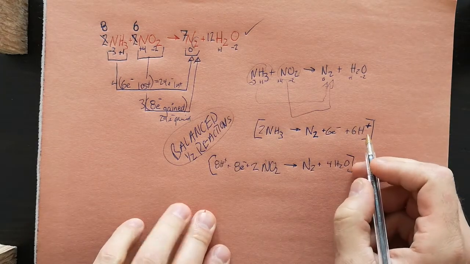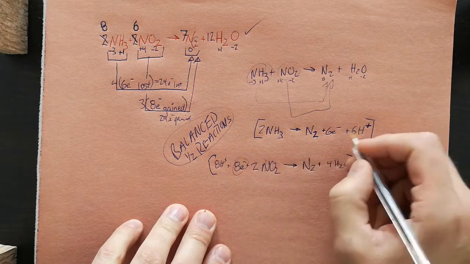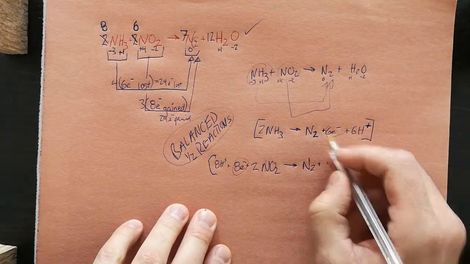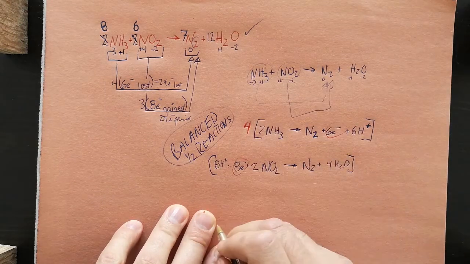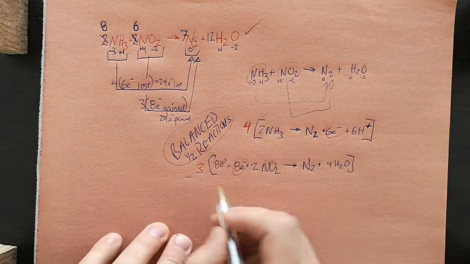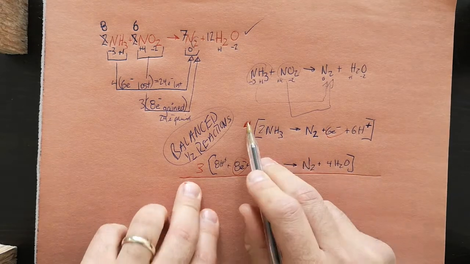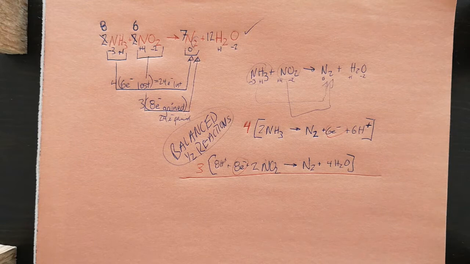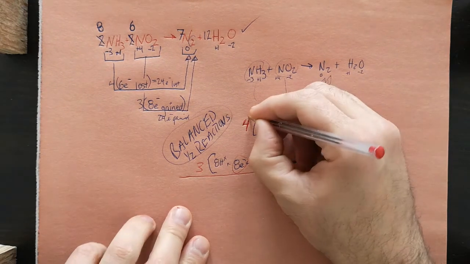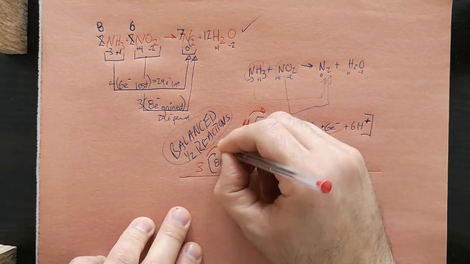Now all we have to recognize now is that we've got to balance out these 2 values. So we're going to multiply this half reaction by 4. We're going to multiply this half reaction by 3 in order to get 24 electrons lost for every 24 electrons gained. Let's work out the math on that. So we're just going to distribute these.